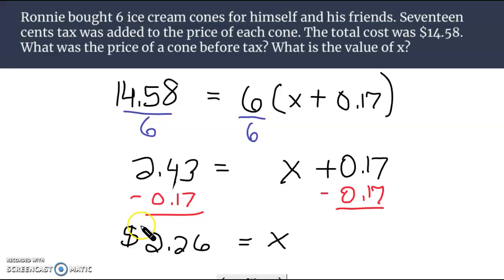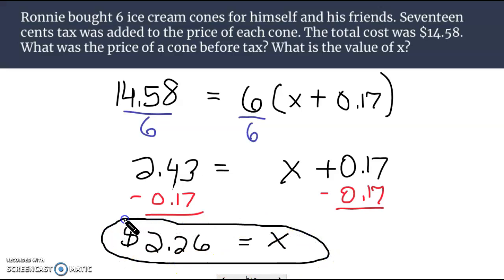Alright, x is the price of the cone before tax. So we answer both of those questions. With the tax, you just need to add 0.17 to both sides, and we have that. So if you want to know the price of the cone with the tax, it's $2.43, but before tax, the price of the ice cream is $2.26.